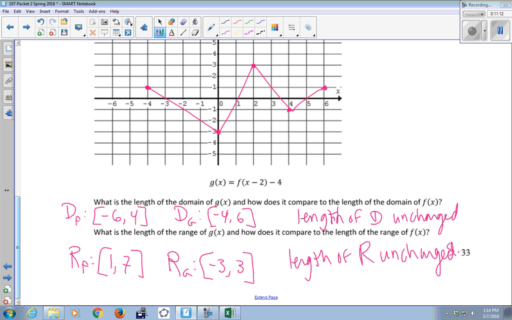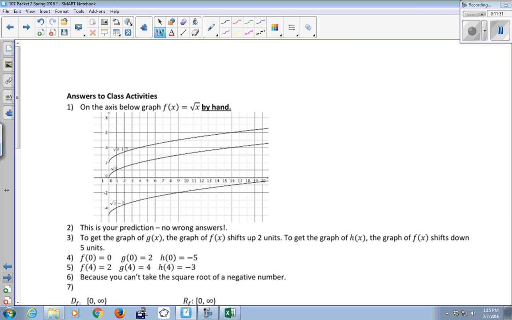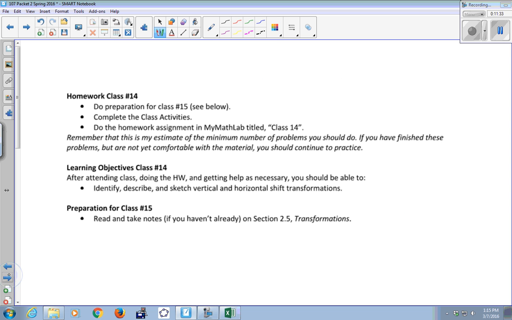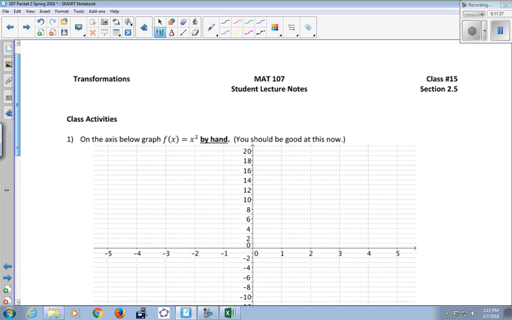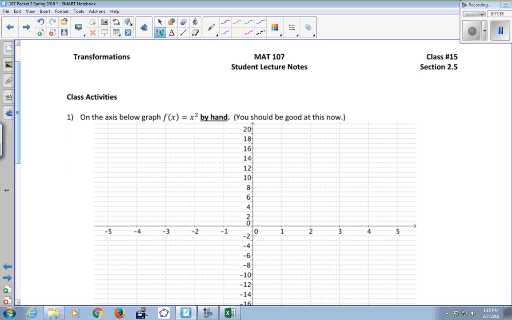Okay. So vertical and horizontal shifting is not going to stretch or shrink your domain or your range. That is what you're going to work on in today's activities, stretching and shrinking. Okay, so that's a really fast summary of horizontal and vertical shifting. Move on to class 15. If you are done with 14, you can move on to 15 and start looking at stretching and shrinking.